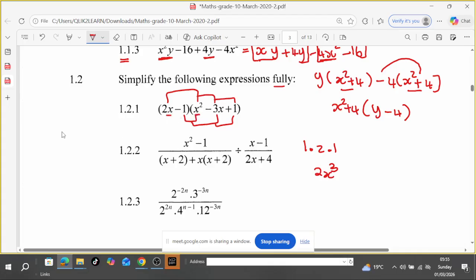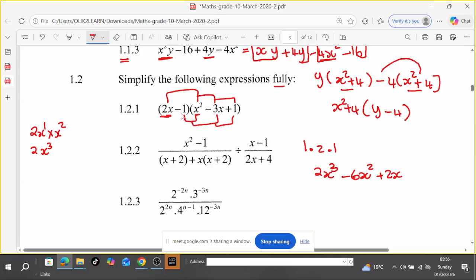and we are multiplying. It's like saying 2x multiplied by x squared. The bases are the same, so we add the exponents, because this is to the power 1. Then I need to take the 2x and multiply with negative 3x, which will give me minus 6x squared. Then we multiply the 2x with 1, which will just give us positive 2x.